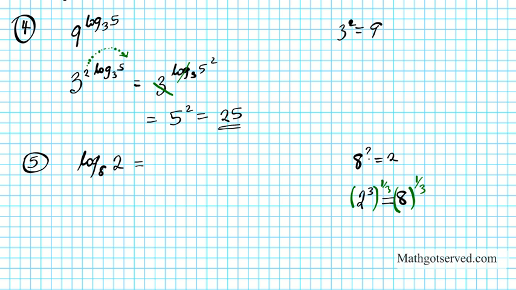Okay? See what happens? If I use the power of a power property of exponents, these two powers cancel out, so you're left with 2 equals 8 to the 1/3. So that's exactly what we need. 8 to the 1/3 is 2. So this becomes log base 8 of 8 to the 1/3. So we have accomplished our goal of making the base and the argument of the logarithm identical. So these two cancel out, and your final answer is 1/3. Okay? Alright.